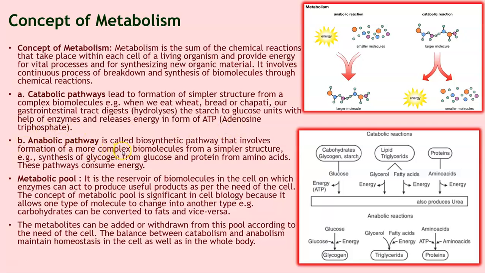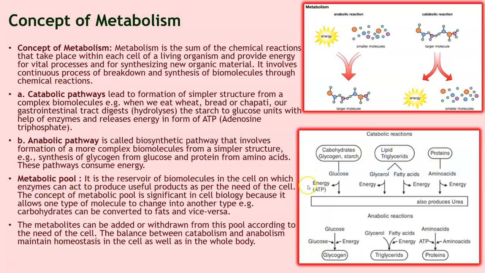The anabolic pathway is called the biosynthetic pathway, which involves formation of more complex biomolecules from simpler structures. Example, synthesis of glycogen from glucose, proteins from amino acids. These pathways consume energy. Then we have something called the metabolic pool.